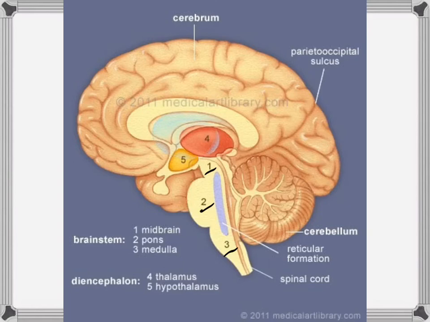The medulla oblongata, number 3, transmits all ascending and descending impulses between the brain and spinal cord. It contains neurons that make up the cardiac center, which controls heart rate, the vasomotor center, which controls blood pressure, and the respiratory center, which controls rate and depth of breathing. The medulla oblongata is also associated with coughing, sneezing, swallowing, and vomiting.